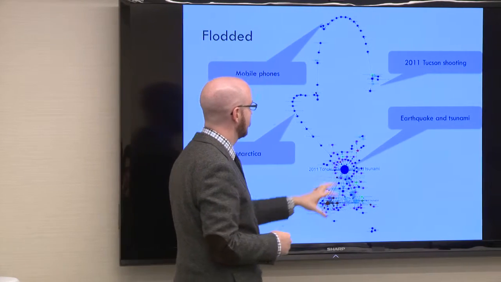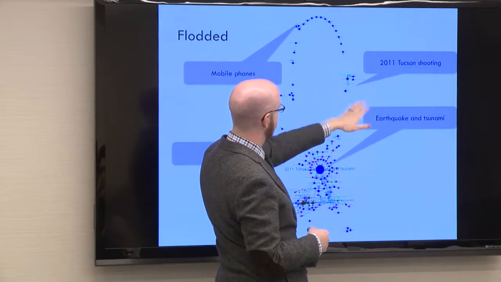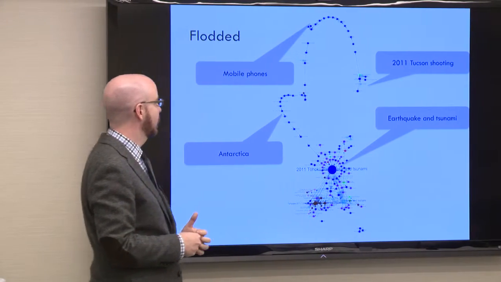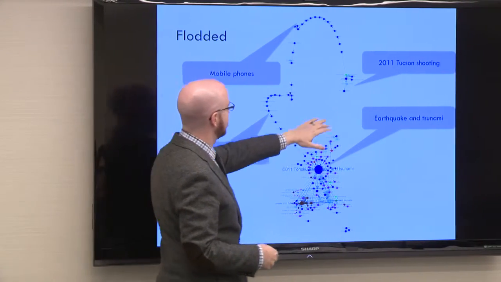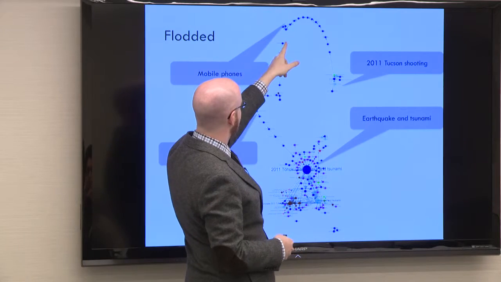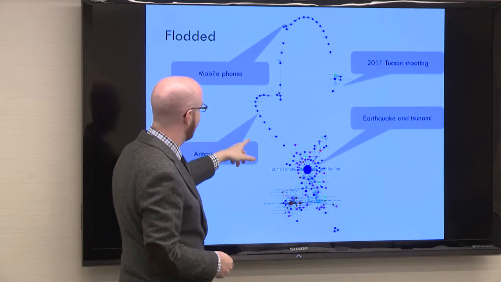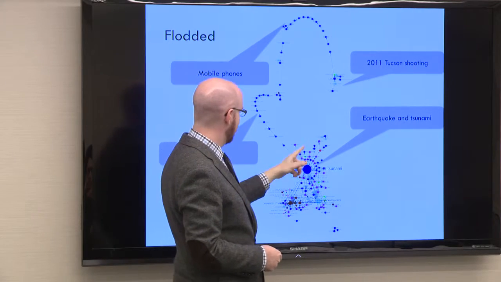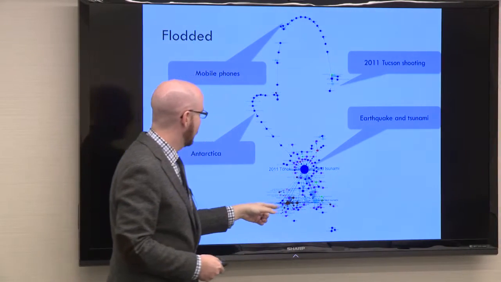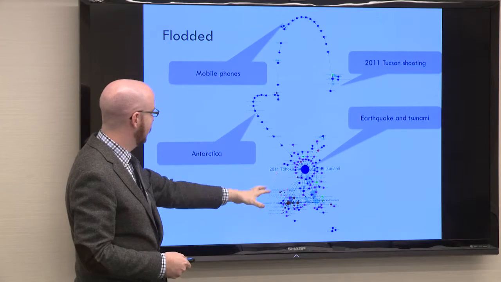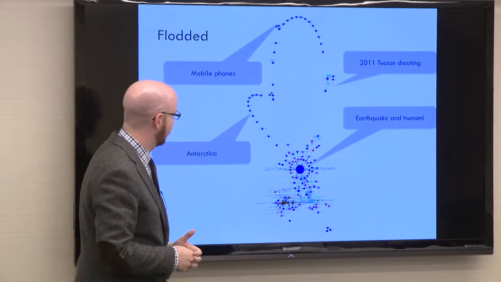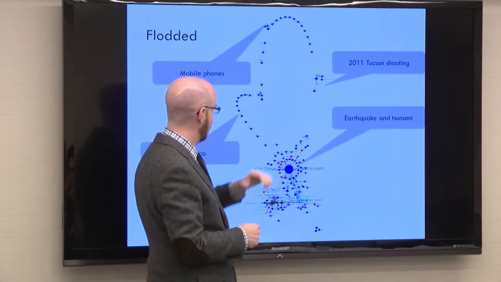And so we can look at the earliest articles that he edited. It was actually with the Tucson shooting with Gabby Giffords in 2011. And then he meanders off and starts editing articles about mobile phones and Antarctica and spiders and things like that. And then all of a sudden he gets to the Japanese earthquake and tsunami article, and he takes on a very different kind of role and interaction pattern than he had before.